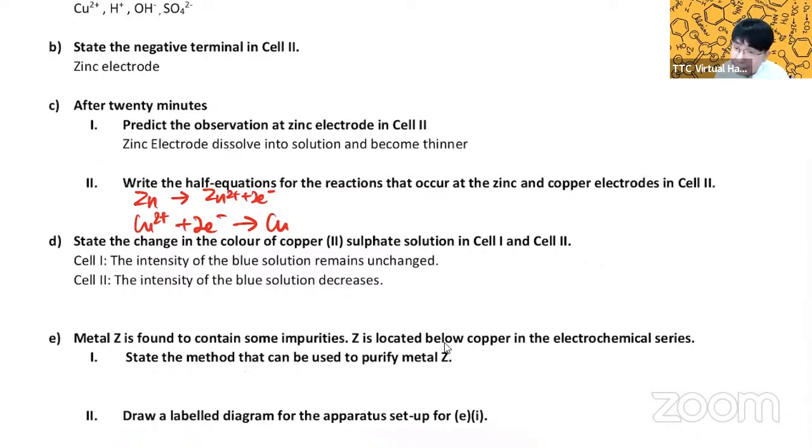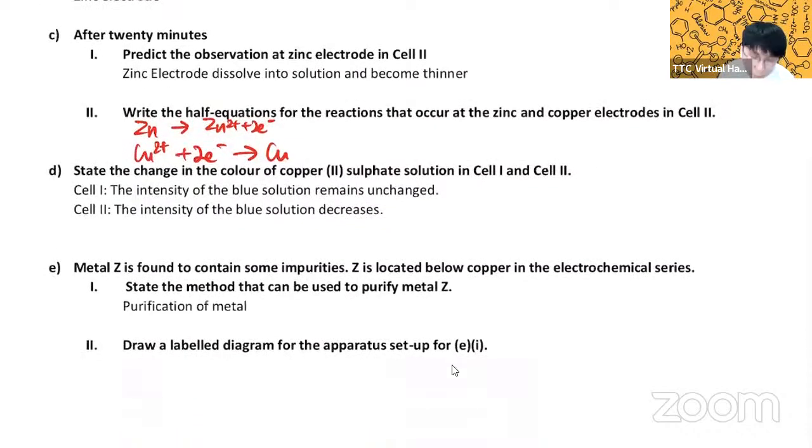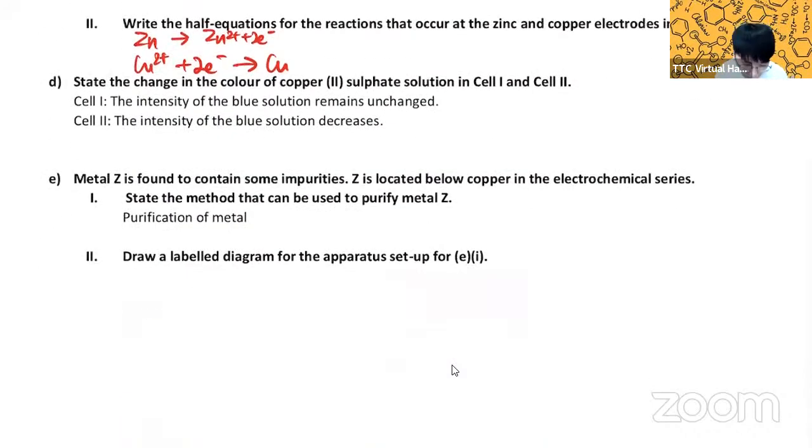If you want to collect Z, what do you do? Put your impure Z at the anode. Then you dissolve the Z, it flows to the other side and forms new Z metal on the cathode. And that's how you remove the impurities. So the method, very simple, is purification of metal. But how do you draw a diagram?